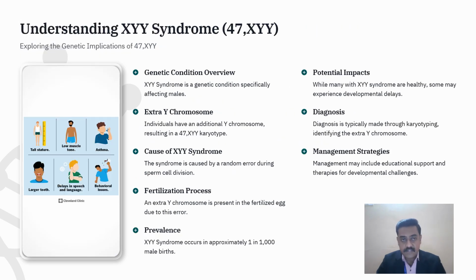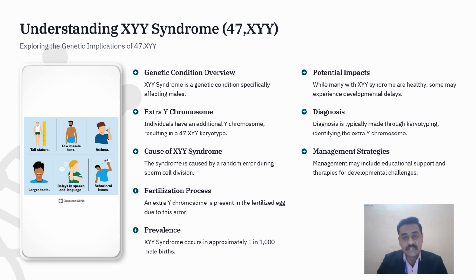The last genetic syndrome associated with sex chromosomal abnormalities is called XYY syndrome, also known as Jacob syndrome. Here too, there is an additional Y chromosome present, due to which it is represented as 47,XYY.